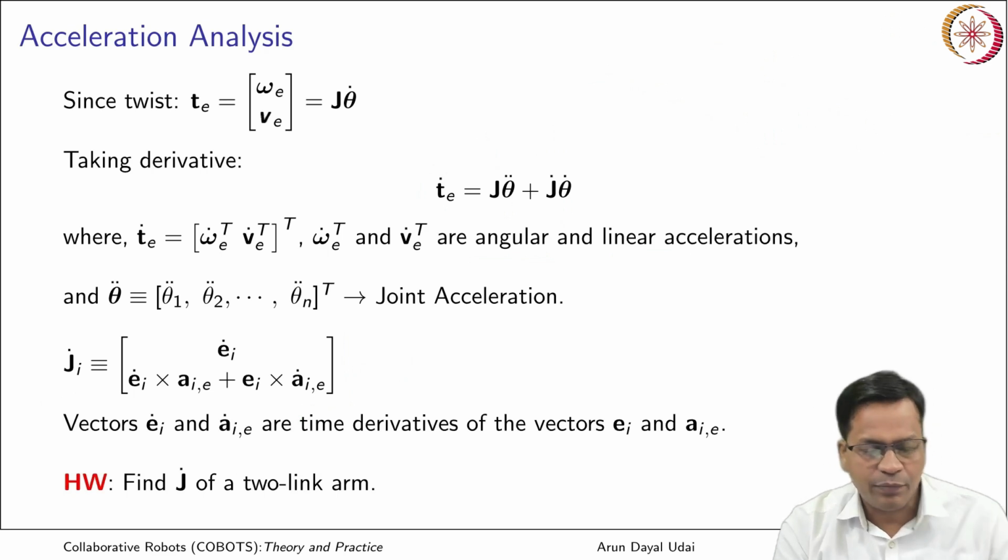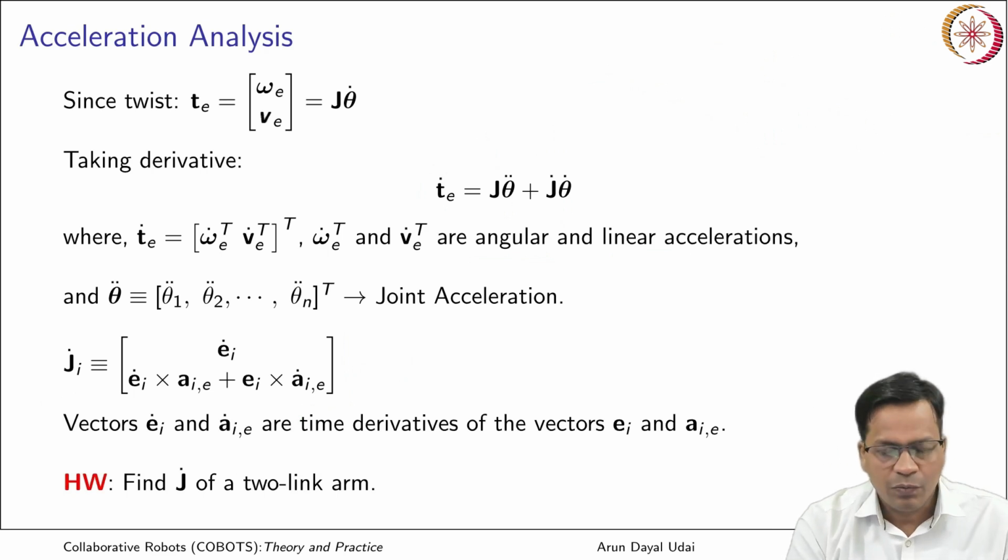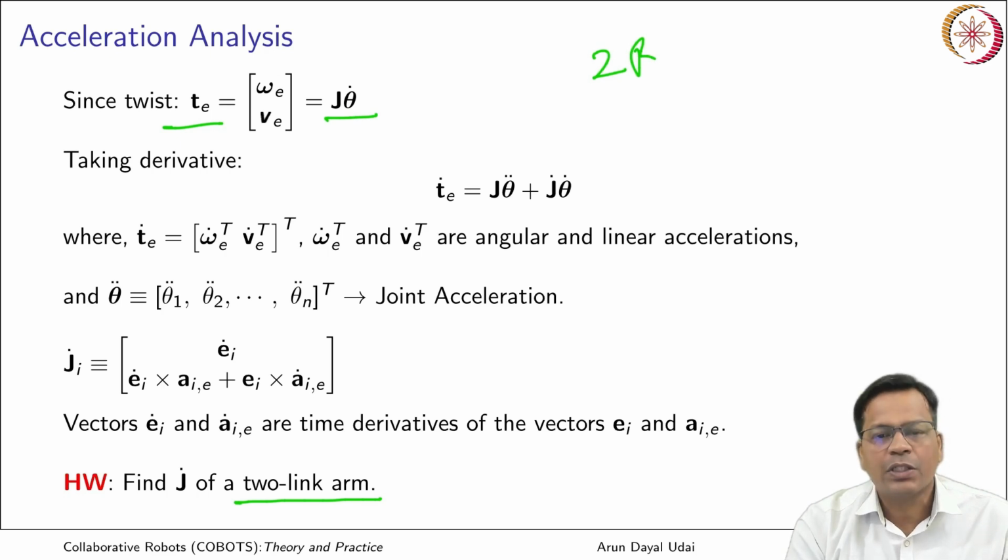Okay, can you try finding out J dot for a simple two link arm? Now I want you all to do this exercise as a homework. So just twist, Jacobian times of theta dot, do it for a 2R planar manipulator. We already have Jacobian in hand for that. I would like you to do it.